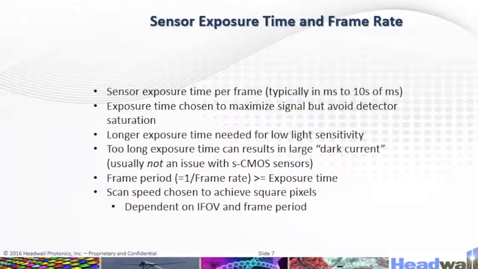Here's the sensor exposure time and frame rate. Sensor exposure time per frame is typically in milliseconds to tens of milliseconds. Exposure time is chosen to maximize signal but avoid detector saturation. Longer exposure time is needed for low light sensitivity. Too long an exposure time can result in large dark current, usually not an issue with sCMOS sensors. Scan speed is chosen to achieve square pixels, depending on IFOV and frame period.